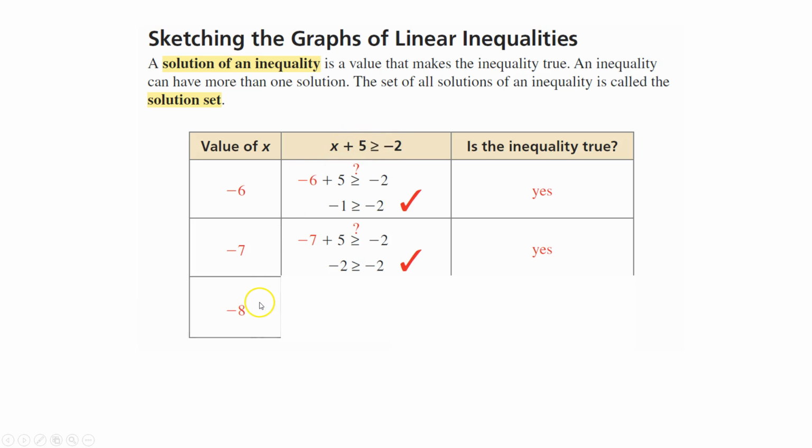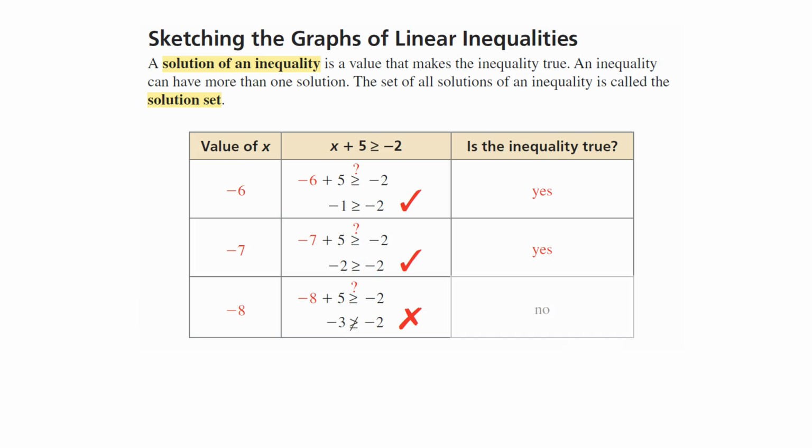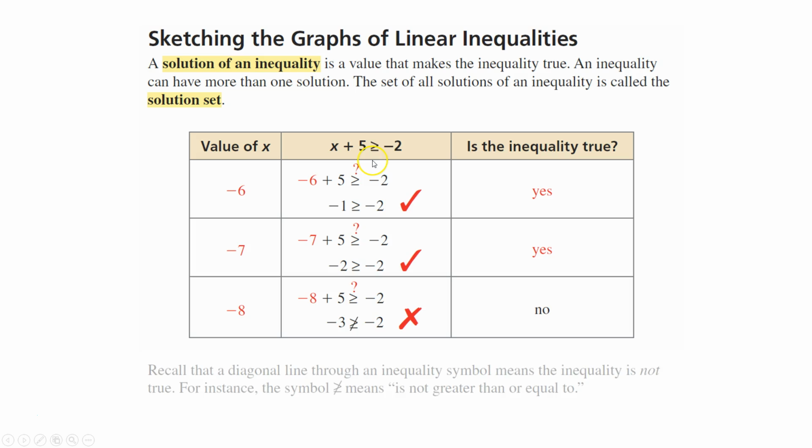What about -8? Interesting. I'm going to plug in a -8 for x. -8 plus 5 is -3. -3 is not greater than or equal to -2. It's actually less than -2. So that is not true. And hence, -8 is not a solution to the inequality x plus 5 is greater than or equal to -2. Cool, huh? So the diagonal line through there means it's not that. Cool.